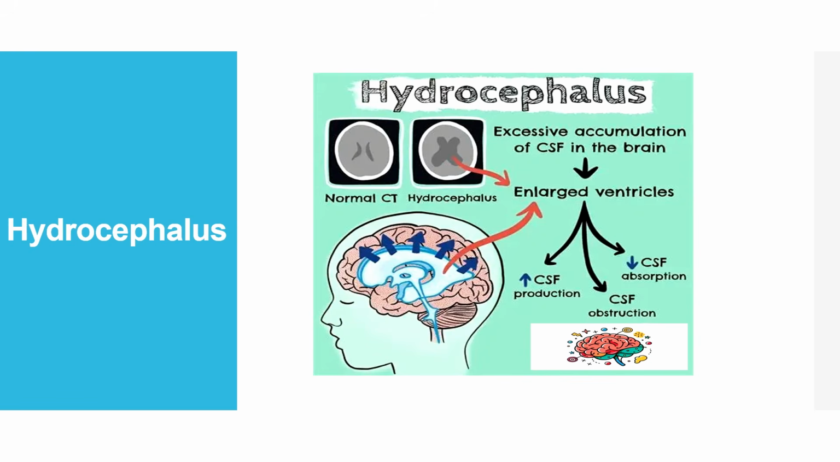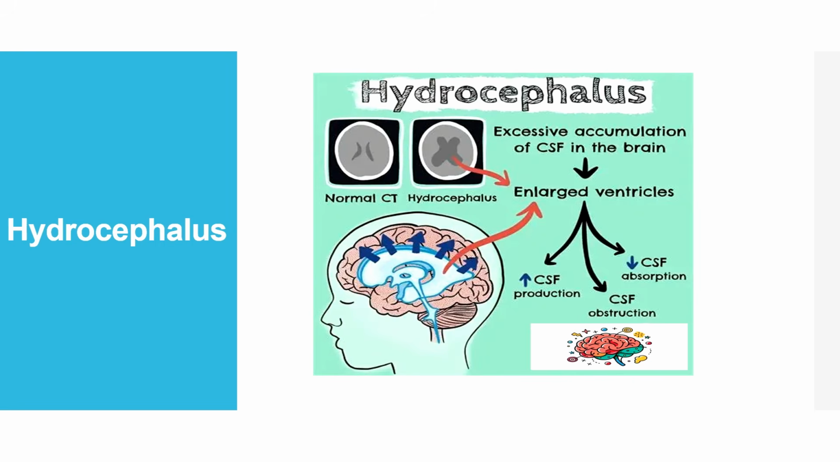Hydrocephalus occurs due to the excessive accumulation of CSF inside the brain. Here you can see a normal CT brain and also how the hydrocephalus CT brain looks. In hydrocephalus, the ventricles are enlarged, but in normal CT, the appearance is normal. So why are the ventricles enlarged? It is because of increased CSF production due to any choroid plexus tumor, or due to CSF obstruction due to any tumor or any stenosis inside the pathway, and decreased CSF absorption.